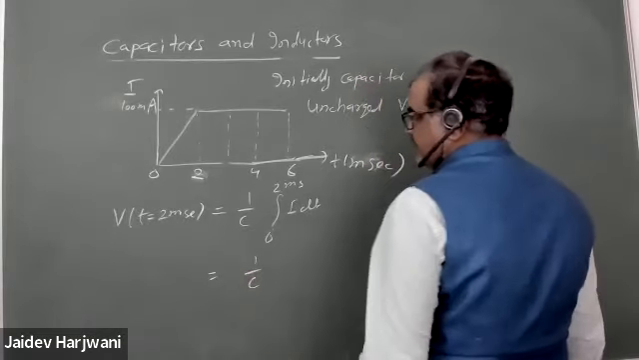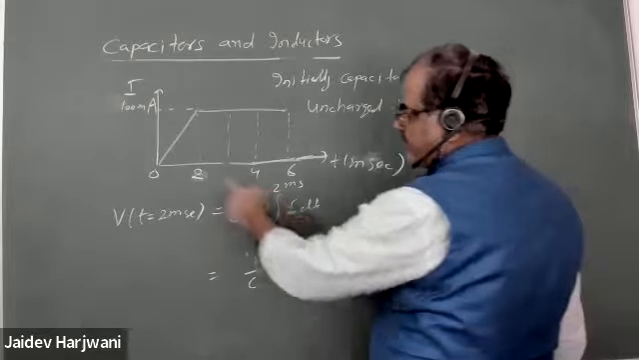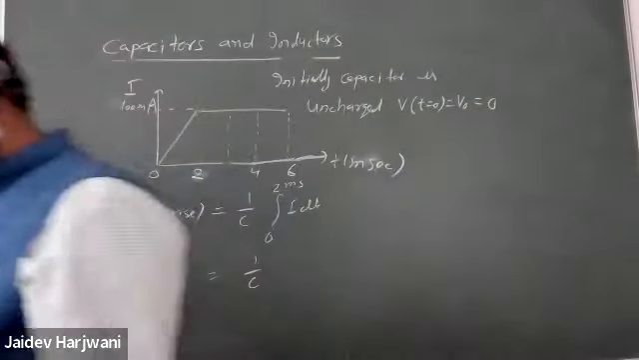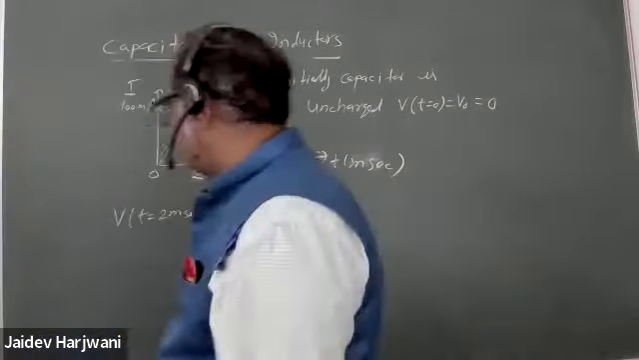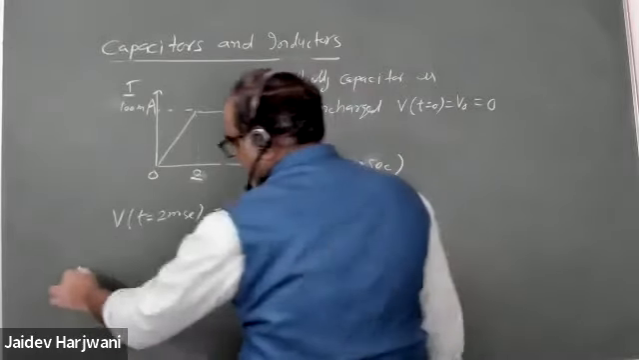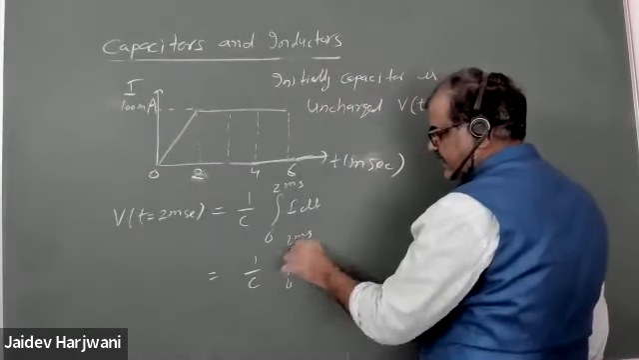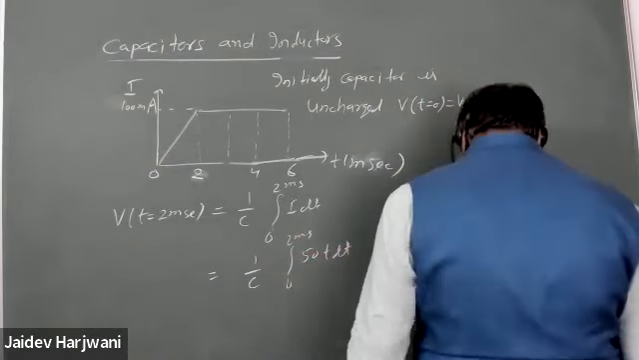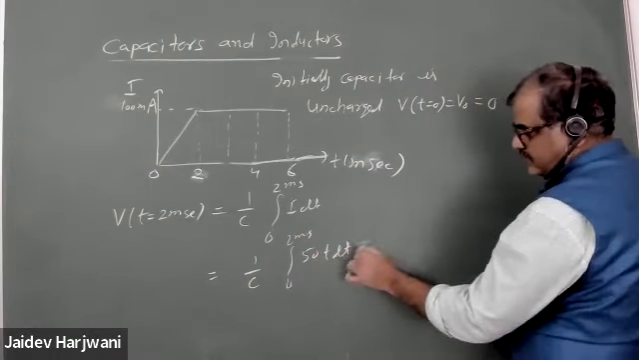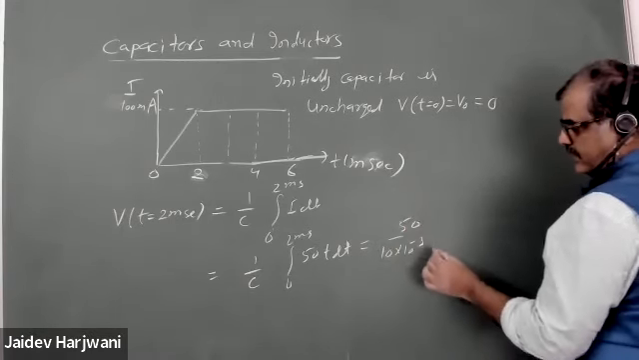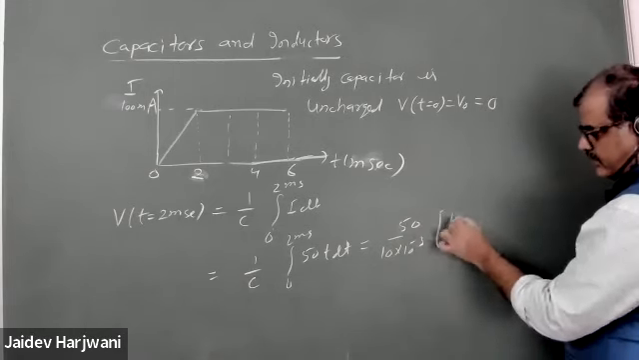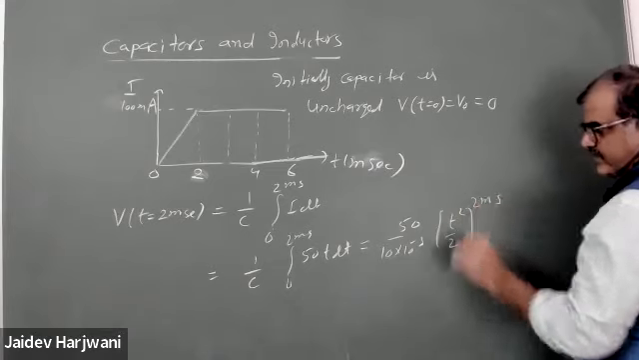So 1/C. Now, can you tell me what is the equation for this current? What should I write for current? 5t or 50t? 50t. Sorry, i is equal to 50t, okay? So from 0 to 2 millisecond, I can write the integral of 50t dt. So I can write 1/C is 10 millifarad, 50 is constant, and the integral of t will be t square by 2, from 0 to 2 milliseconds.